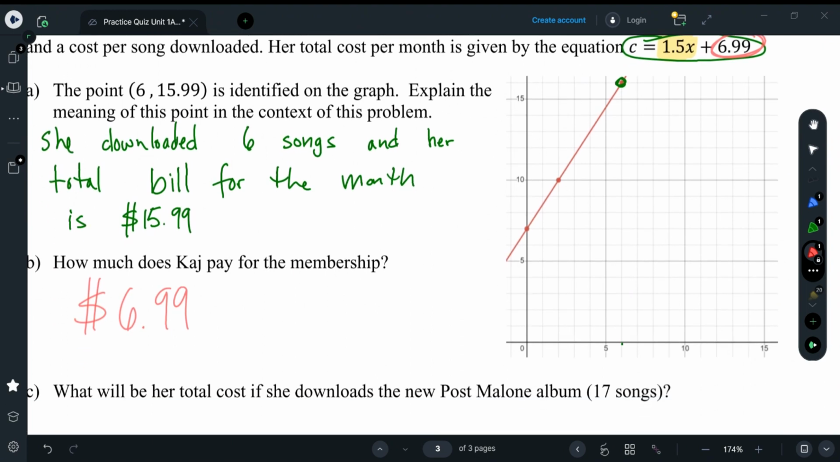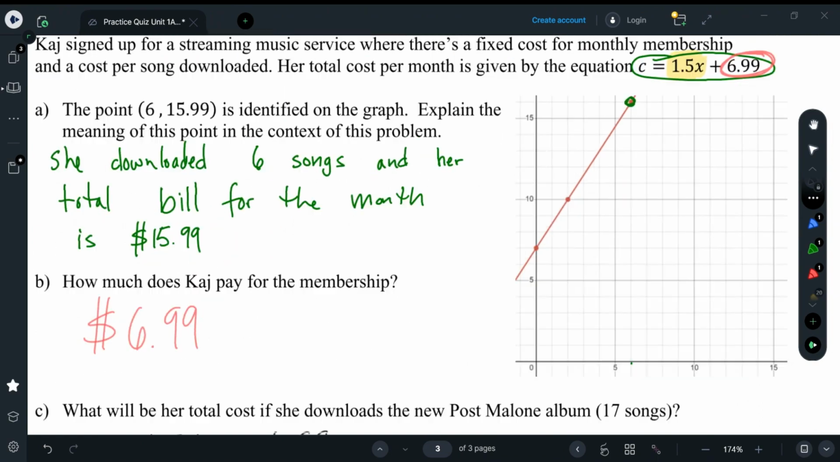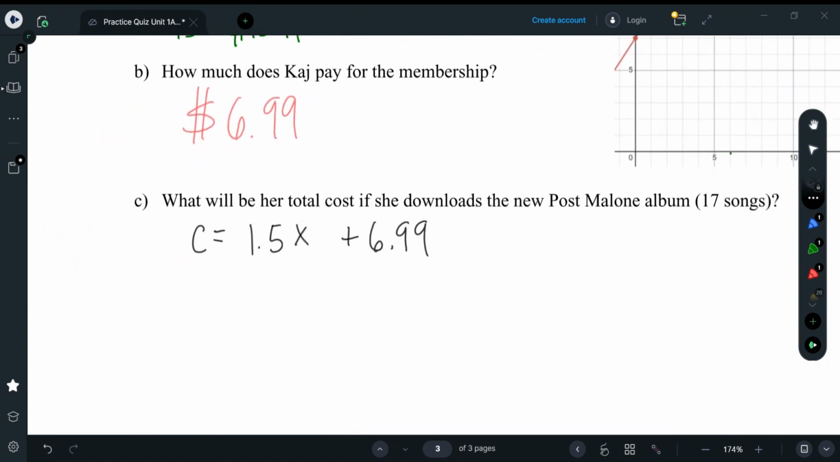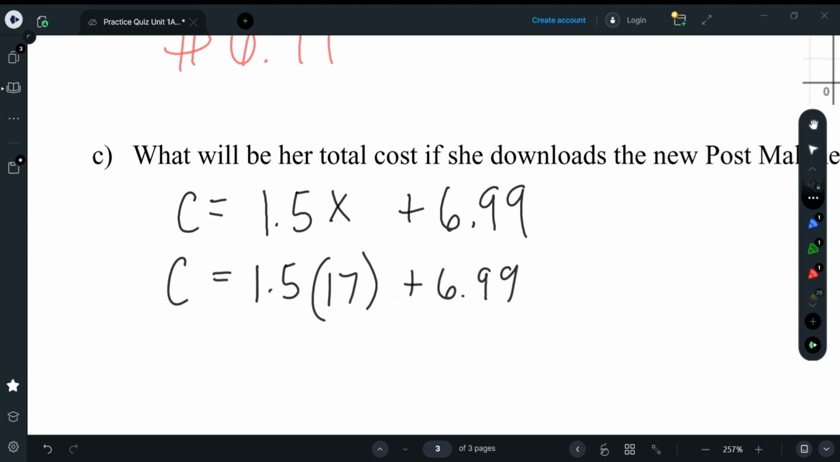There's the equation. Let me rewrite it down here. C, the cost, equals 1.50x plus 6.99. That's the equation from up here. I just rewrote it. X is the number of songs, is telling us here 17 songs on the album. So we're just going to plug in a 17. We're going to replace X with the 17, put it in parentheses. And now we can evaluate all of this, and that will give us the total cost.